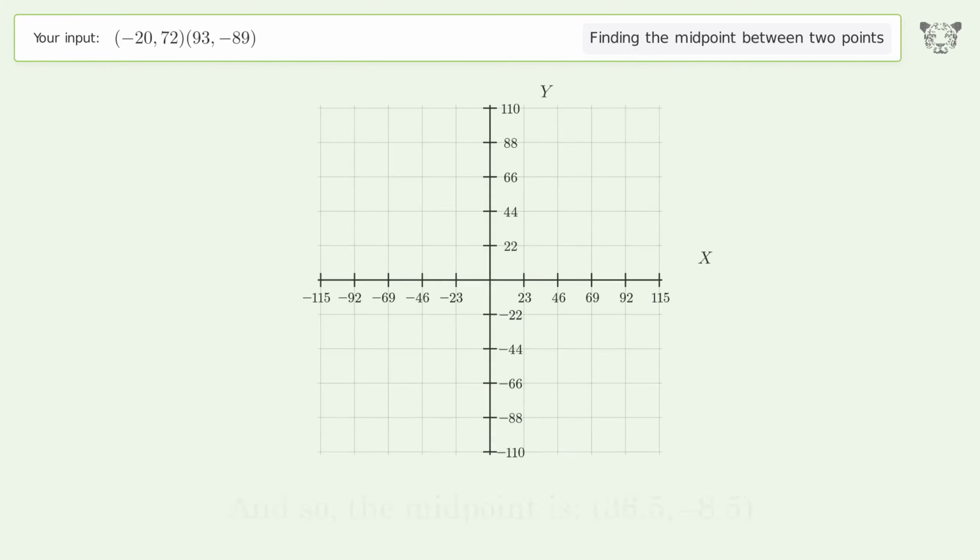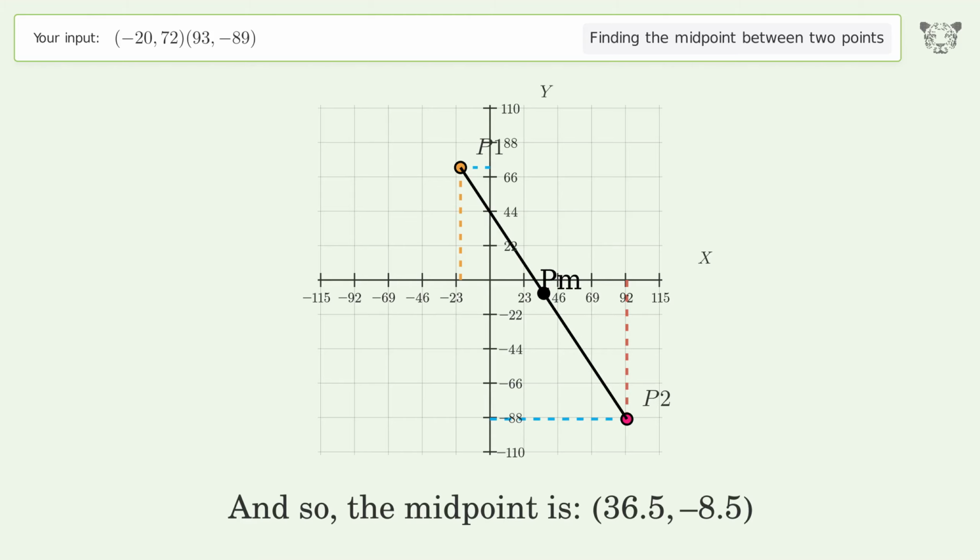And so, the midpoint is 36.5, negative 8.5.